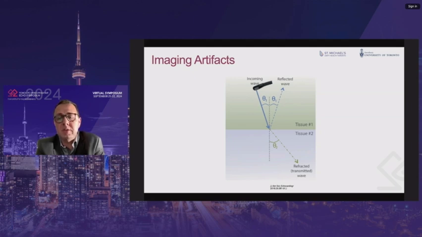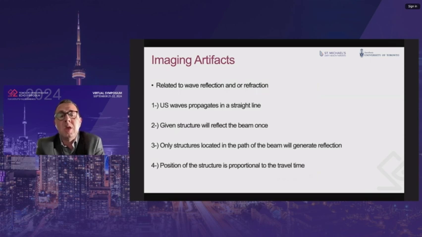The other thing that is important to mention is that from the moment that the ultrasound wave is emitted by the ultrasound probe to the moment that the probe receives the ultrasound wave, the system is pretty much blind to what happens to the wave between these two moments. And in order to create a proper image, the software needs to make some assumptions in order to process and create a proper image from the structure. So normally the system makes four different assumptions. First of all, the ultrasound wave propagates in a straight line. The second one, that the structure is going to be imaged just once. The third one is that the structures in the path of the beam are going to be imaged and are going to be generating the reflection.